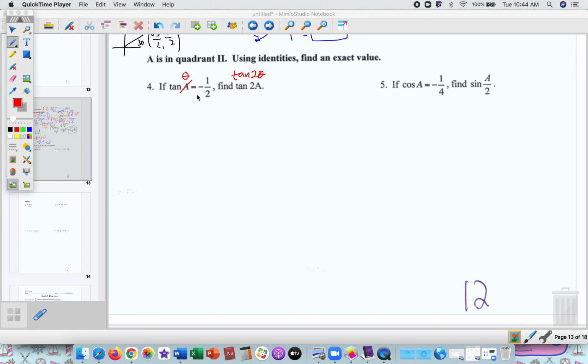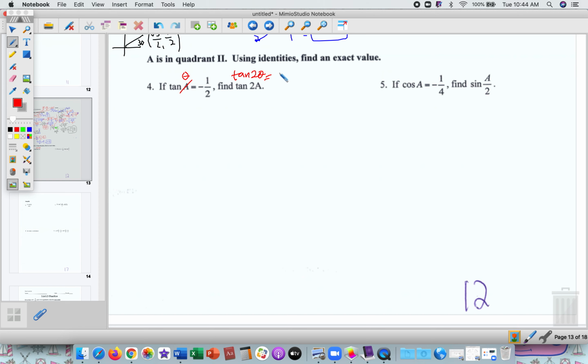It says tan A equals negative a half. Well, we know that we're talking about an angle, so I can rewrite this as tan theta equals negative a half, and I'm trying to find tan of 2 theta. If we look at our double angle identities, we know that tan 2 theta is 2 tan theta all over 1 minus tan squared theta.